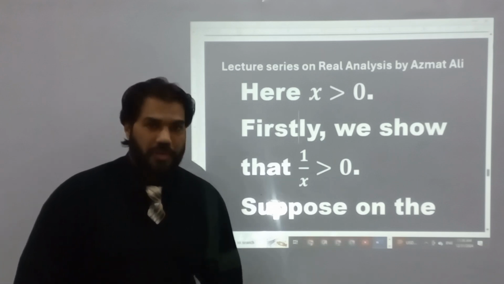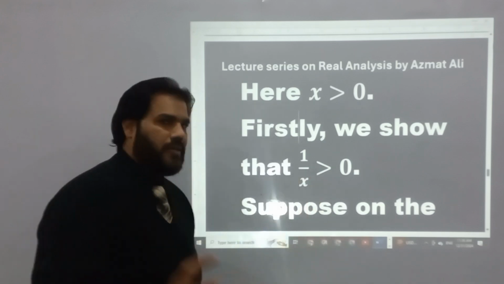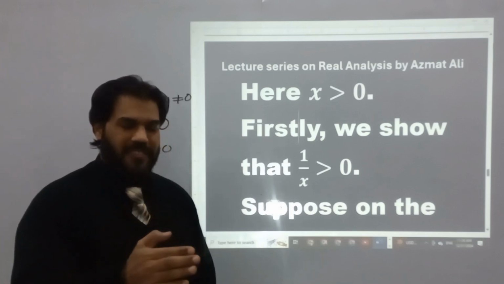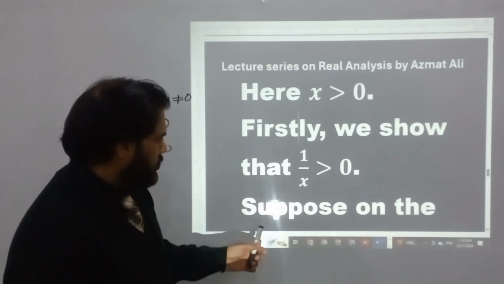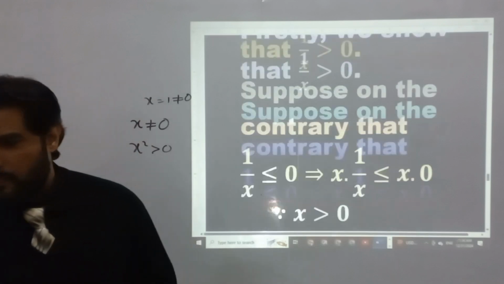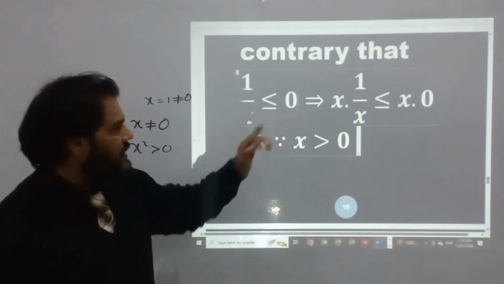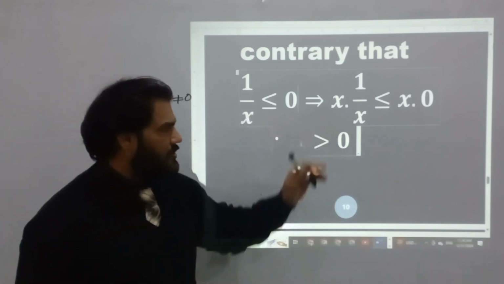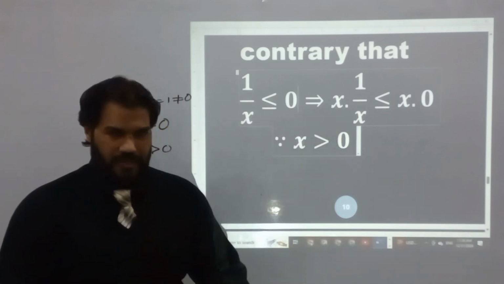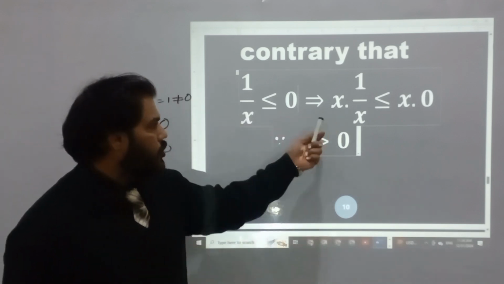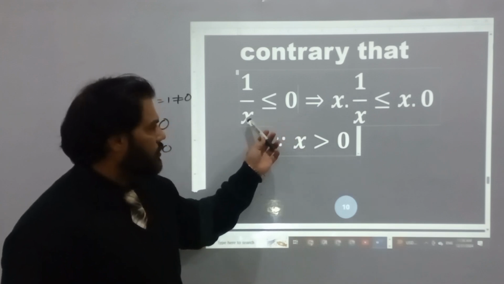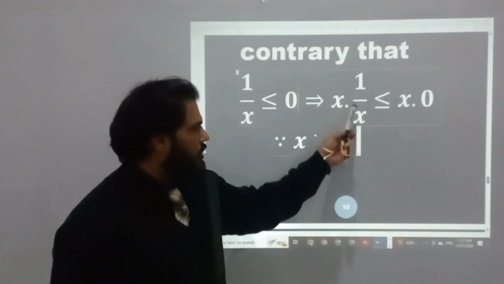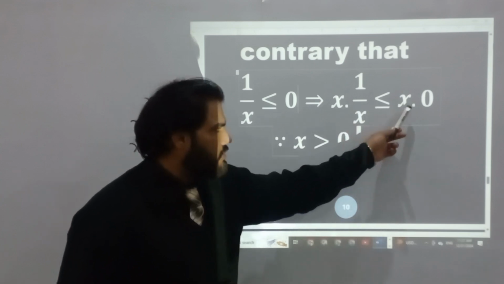We suppose on the contrary that 1 over x is not greater than 0. It means 1 over x is less than or equal to 0. Multiply on both sides with x. Because x is a positive real number, when we multiply x on both sides, the sign of inequality will not change, and this will become x into 1 by x less than or equal to x into 0.